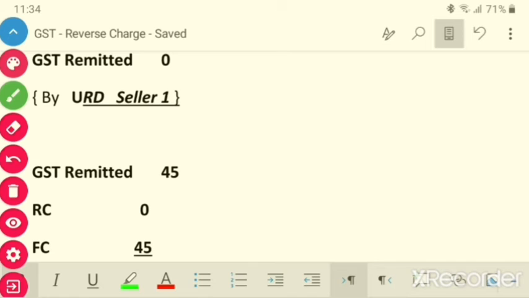For government, accounting profit. Now let us take accounting profit of stage 2 seller. Stage 2 seller, whether it is FC, whether it is RC, accounting profit is it same? Accounting profit is also same.